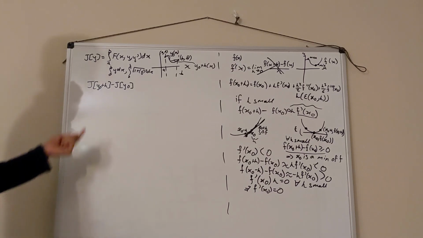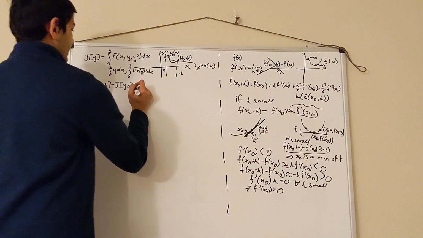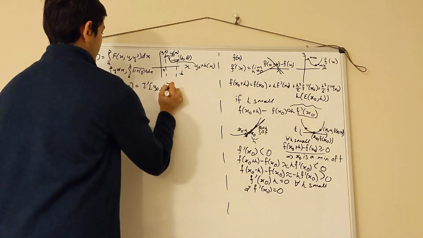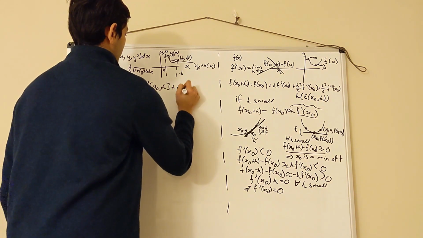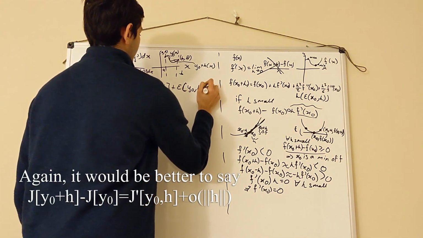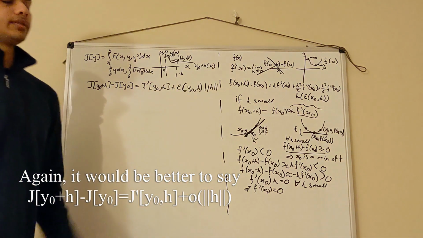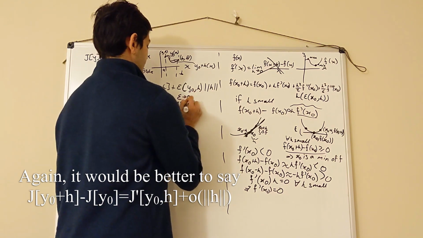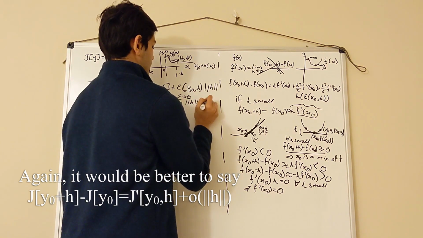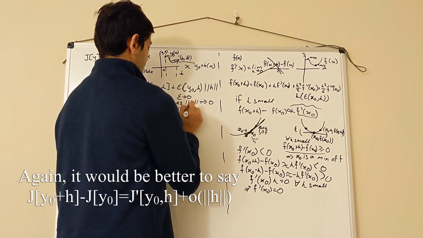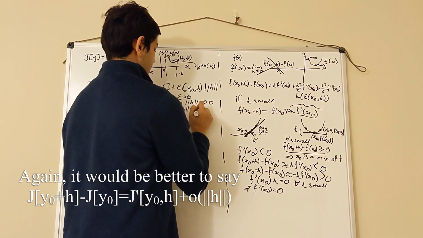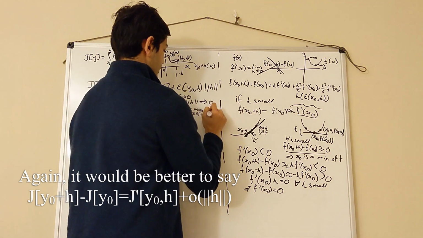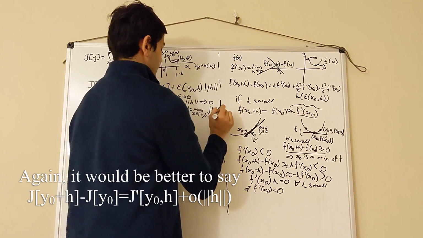So anyway, what you want to do is express this as being equal to some J prime of y0 comma h, plus epsilon of y0 comma h times the size of h. Don't worry too much about this, but the idea is that epsilon goes to 0 as the size of h goes to 0. And the size of h you can think of as being the maximum over x in your interval [a, b] of the magnitude of h of x.